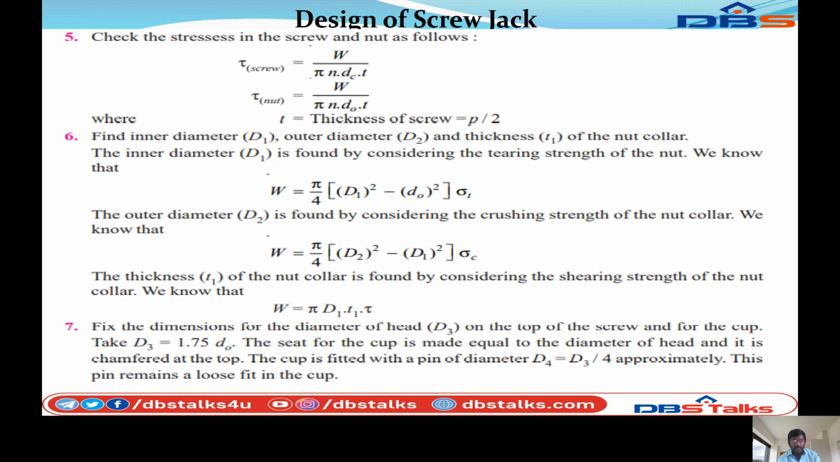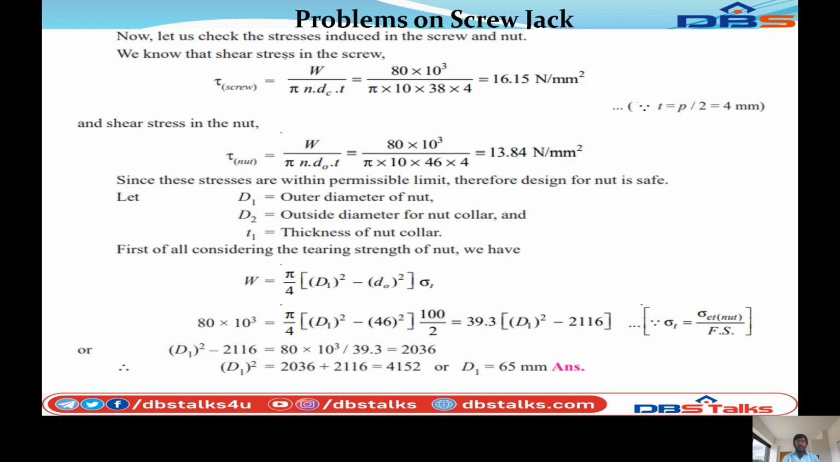Next we can calculate the outer diameter of the screw. This is the step by step procedure we can follow in the problem. So that's why we can see the design procedure and problem simultaneously, so we are not confused. So we can calculate the inner diameter, W equal to pi by 4 into d1 square minus d0 whole square into sigma t. Substituting the values, W 80 into 10 cube equal to pi by 4 into d1 square minus d0 46 whole square into sigma t, 100 by 2.